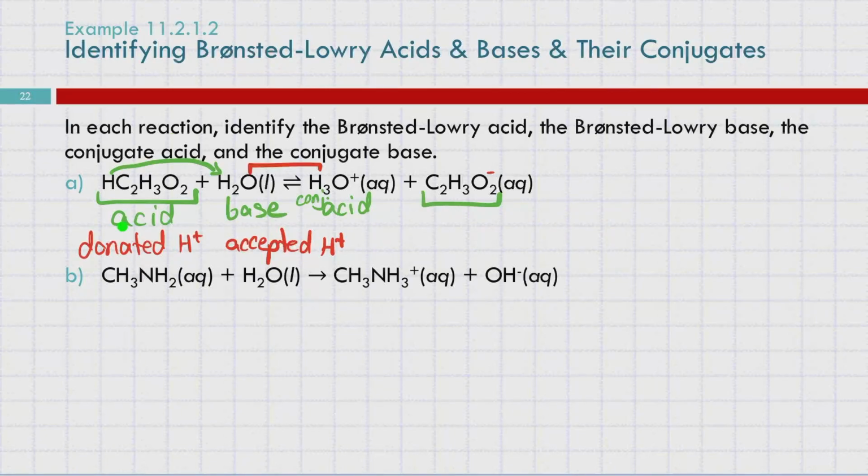And our acid is related to this hunk, C2H3O2−. So that's got the conjugate label on it. And is it an acid or a base? It is a base. We've paired up our acid and our conjugate base, and our base and our conjugate acid.